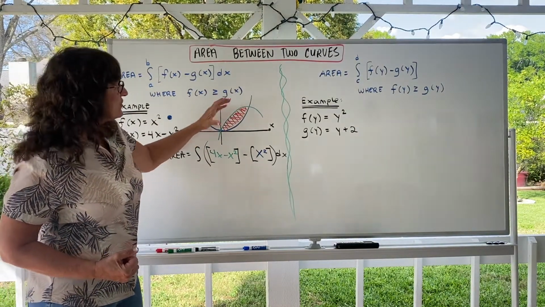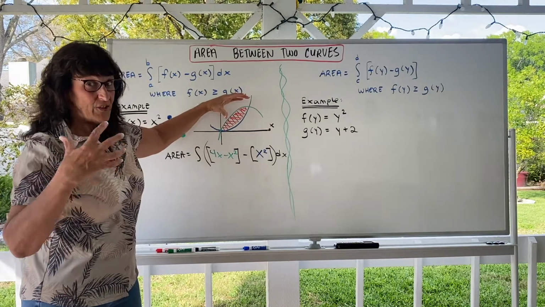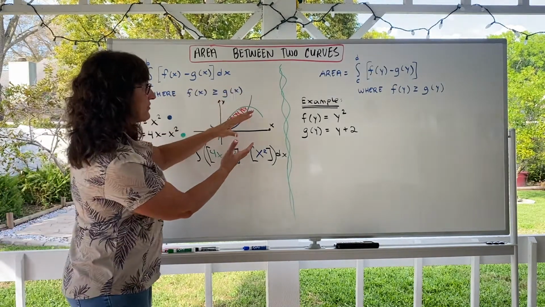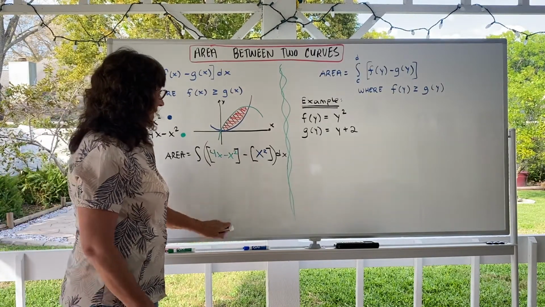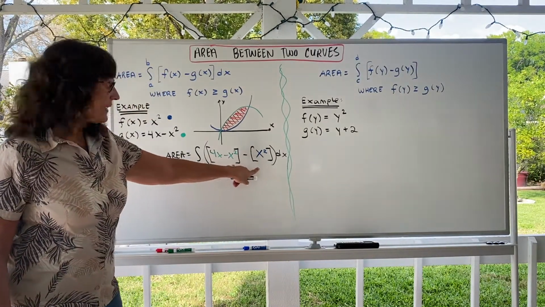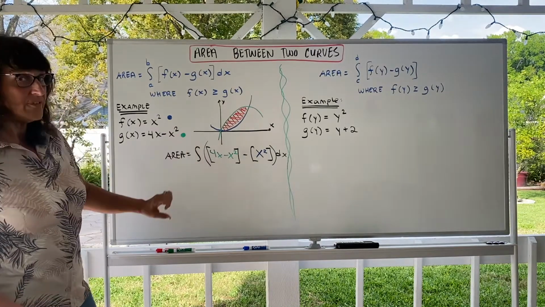And you want to make sure that you're subtracting the region with the greater values, okay? Because the bigger minus a smaller is going to give you a positive answer. All right, so now we have the integrand all set up. We need the bounds of integration.